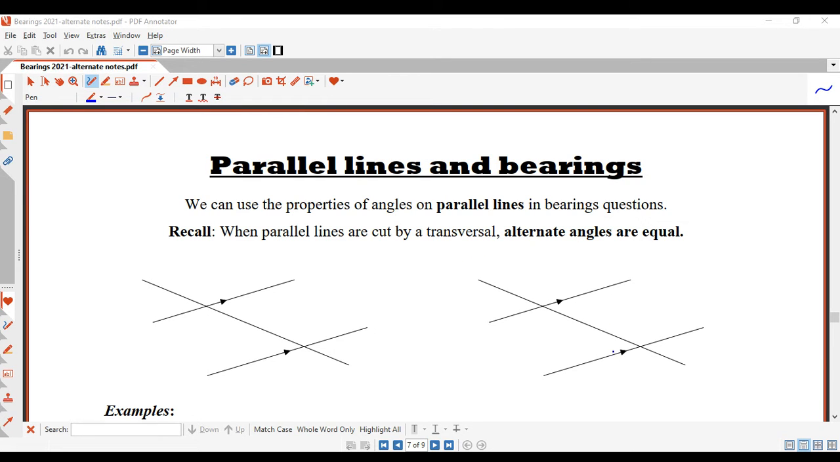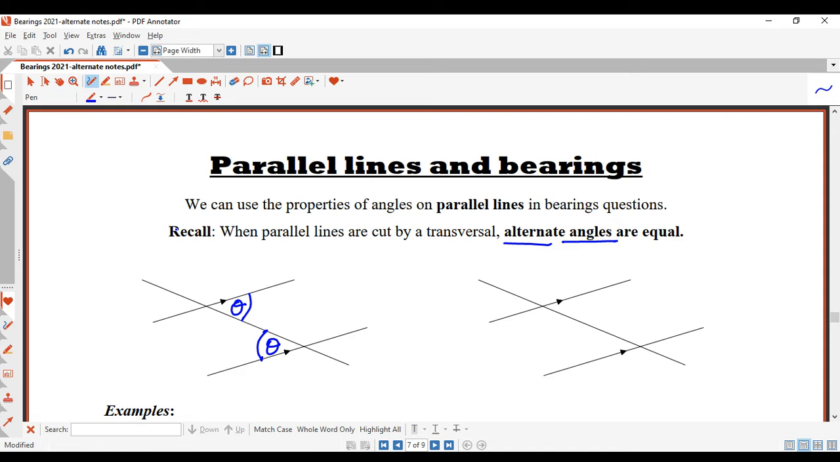All right. So, parallel lines and bearings. Now, in year 7, you would have looked at something called alternate angles and parallel lines. So let's have a look. I've got a pair of alternate angles here. So alternate angles are equal on parallel lines. So that means this angle here, theta, is equal to this angle here, theta.